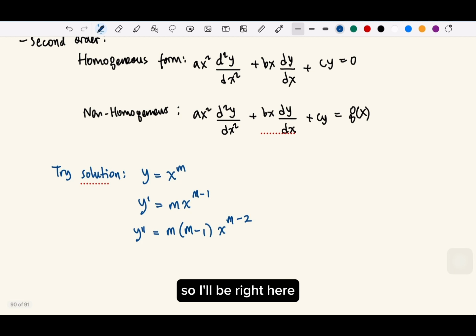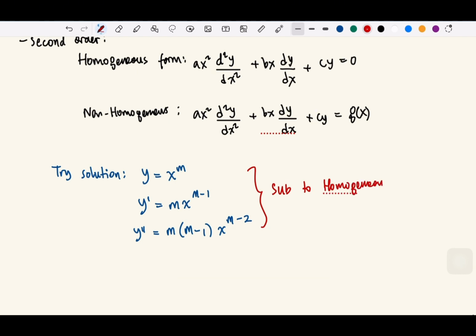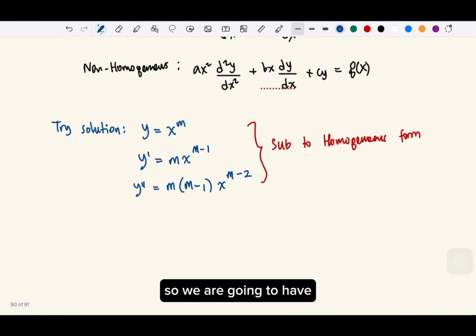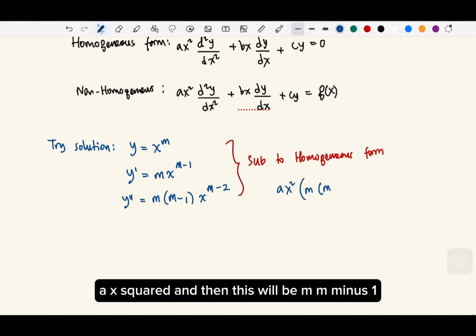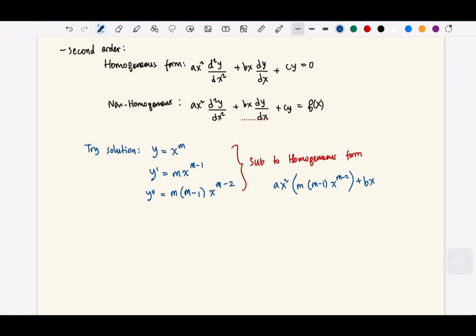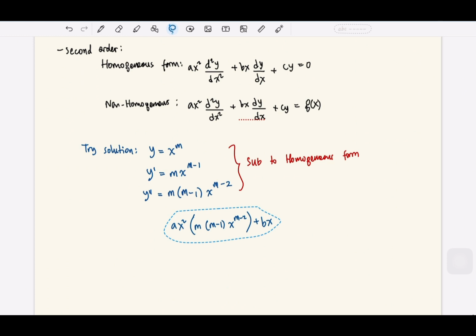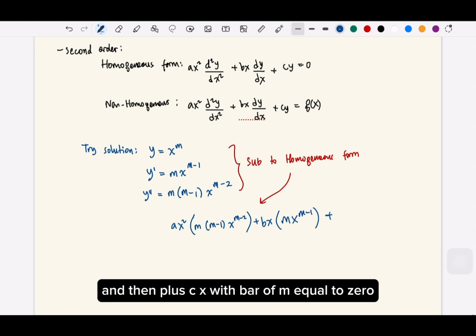So substituting into the homogeneous form, we are going to have a x squared, and then this will be m m minus 1, and then plus b x dy dx, which is m x to the power of m minus 1, and then plus c x with power of m equal to 0.